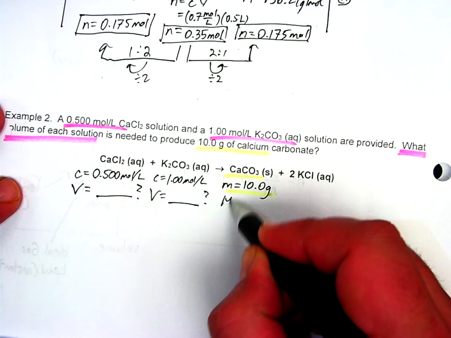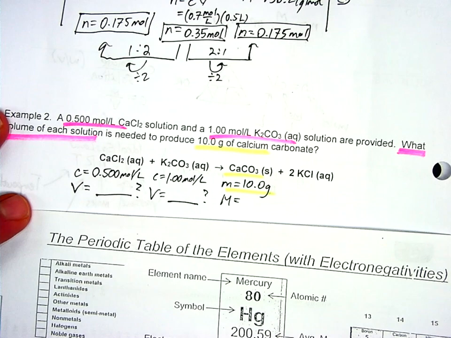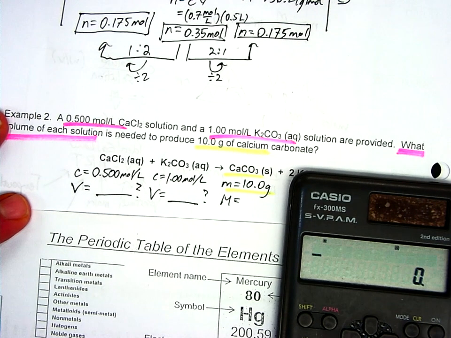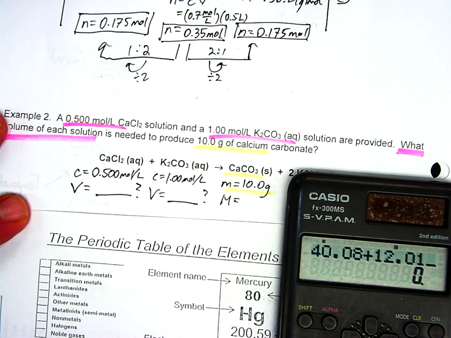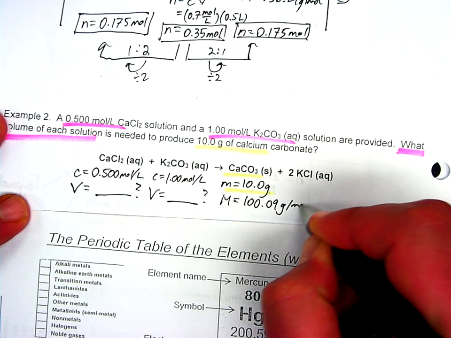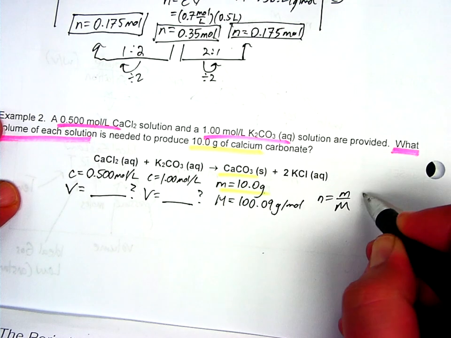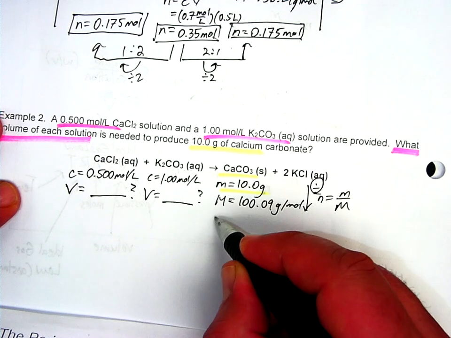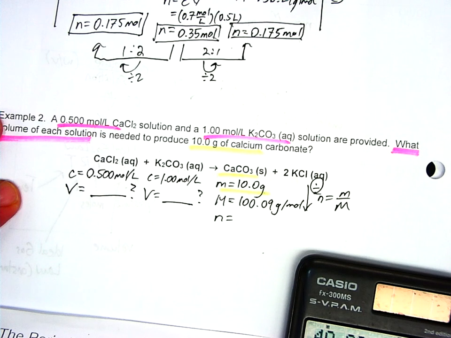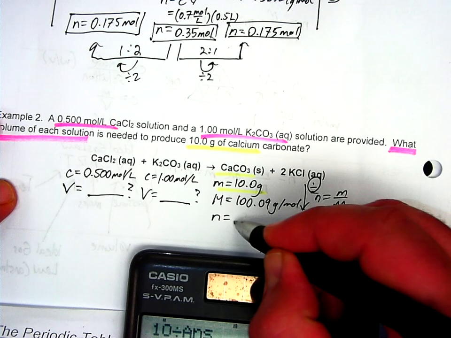Well, this does. Because the calcium carbonate, I can easily find its molar mass. Okay, just using the periodic table. Calcium is 40.08, carbon 12.01, and then 3 oxygens at 16 gives me 100.09 grams per mole. Okay, remember the formula for moles is mass divided by molar mass, so I am going to divide in this case. Divide those two, so 10 divided by my molar mass gives me a mole amount.